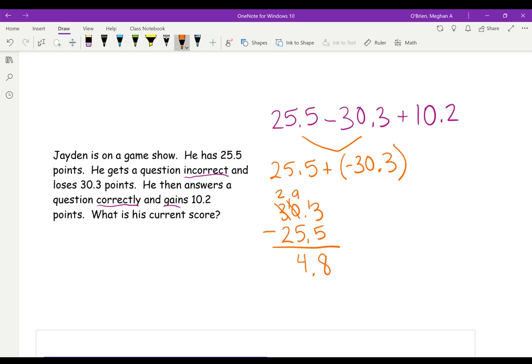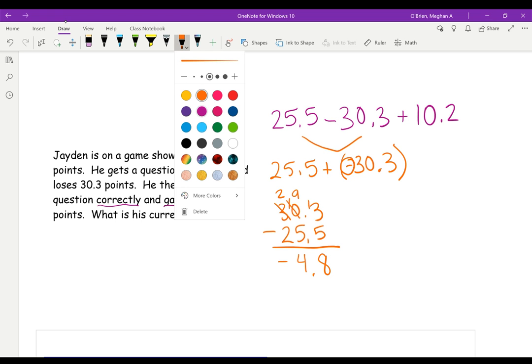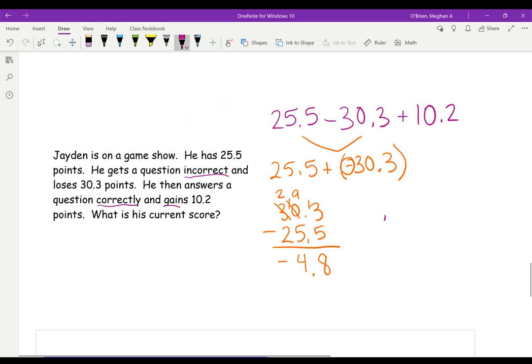That makes sense. And I know it is negative, right? Because the 30.3 number was larger. And then now I have negative 4.8, and I have to add it to the last piece of this. So now I have negative 4.8, and then I'm just adding his gain of 10.2 points, and I'm going to do the same process because they have different signs. I know my answer, his points, is going to end up positive, which is great because the 10.2 is larger than the 4.8.